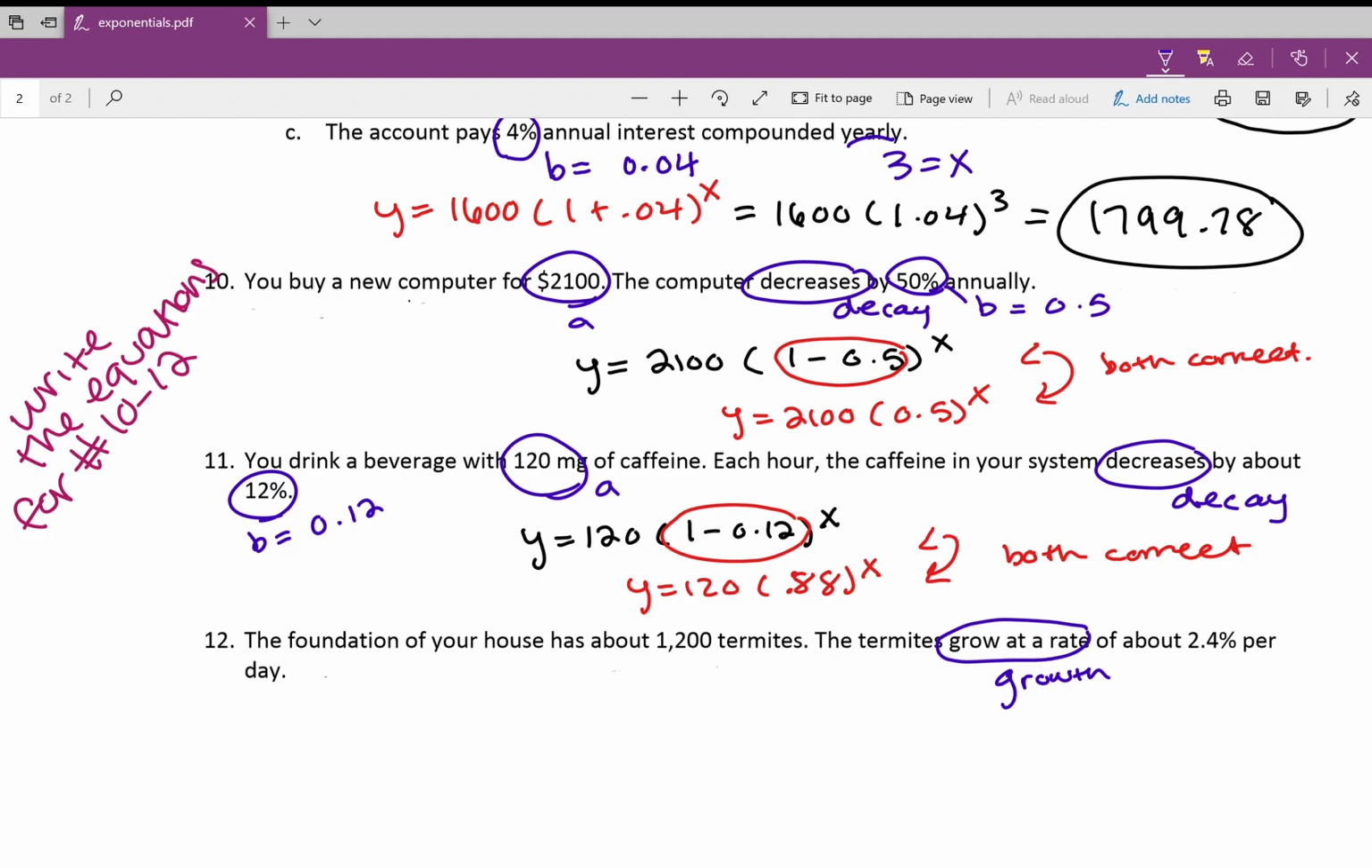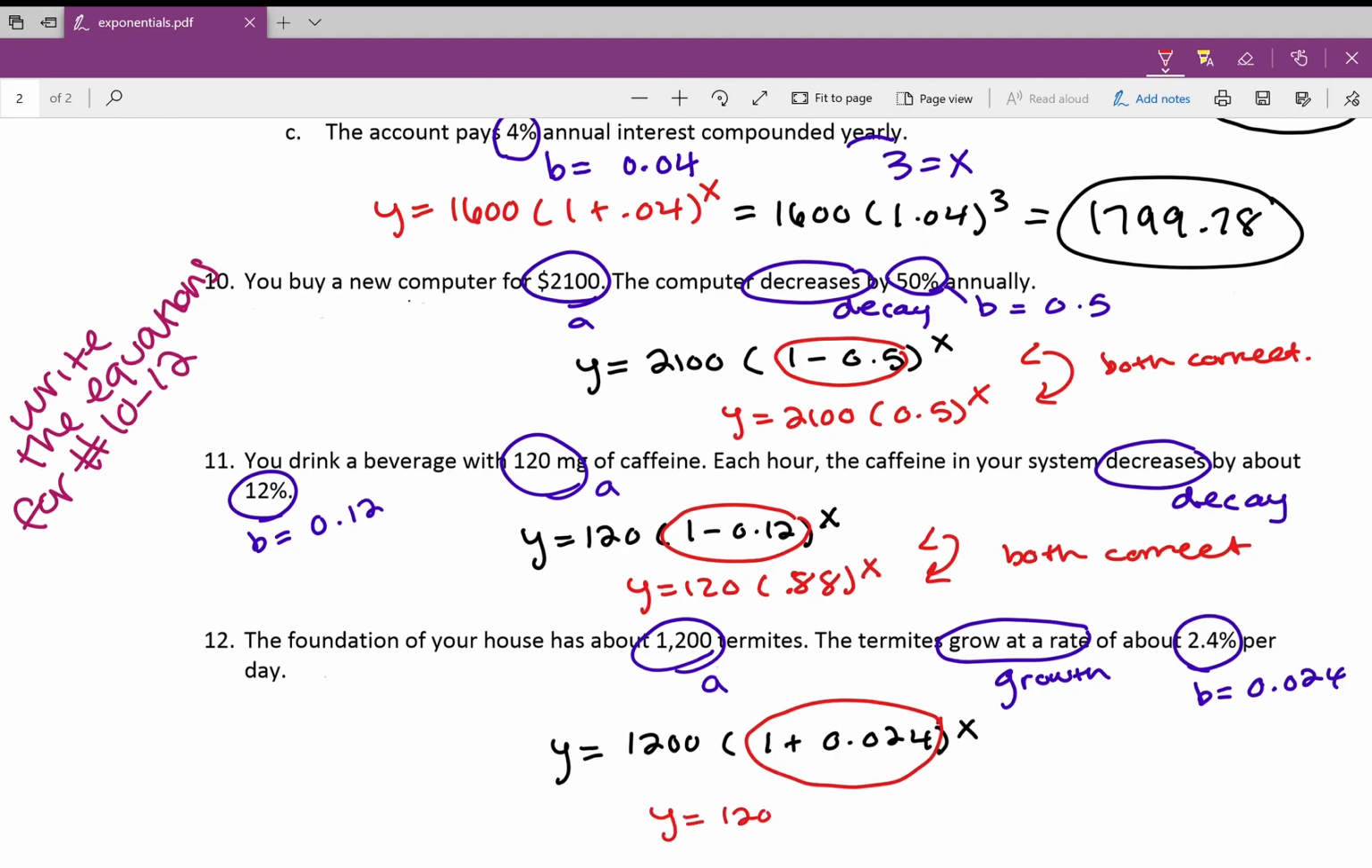Okay, so labeling the rest of the problem, you should have found that this 1,200 is A because this is the starting value. And this 2.4% is B, but if we convert that to a decimal, it's 0.024. So that means the equation you should have found, since it's a growth, is y is equal to A, which is 1,200, 1 plus 0.024 to the power of x. Or if you would have combined this inside part, you would have got y equals 1,200, parentheses 1.024 to the power of x. They are both correct.